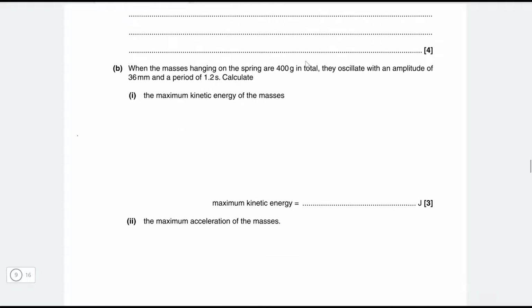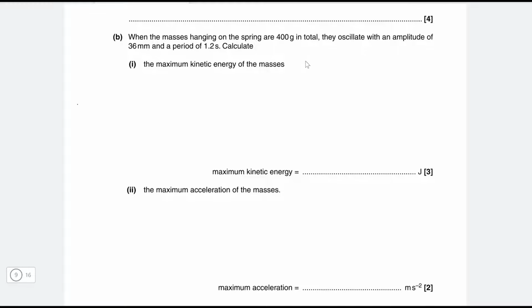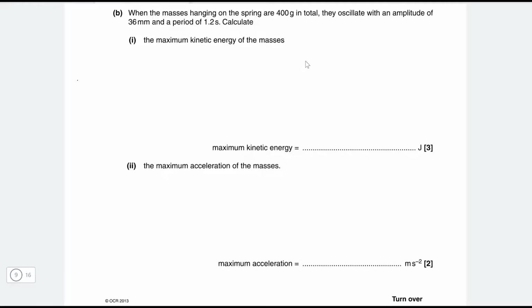Okay, on to part B. When the masses hanging on the spring are 400 grams in total, they oscillate with an amplitude of 36 millimeters and a period of 1.2 seconds. Calculate the maximum kinetic energy of the masses. Anytime we want to calculate the maximum kinetic energy, that's just a half m times the maximum speed squared.